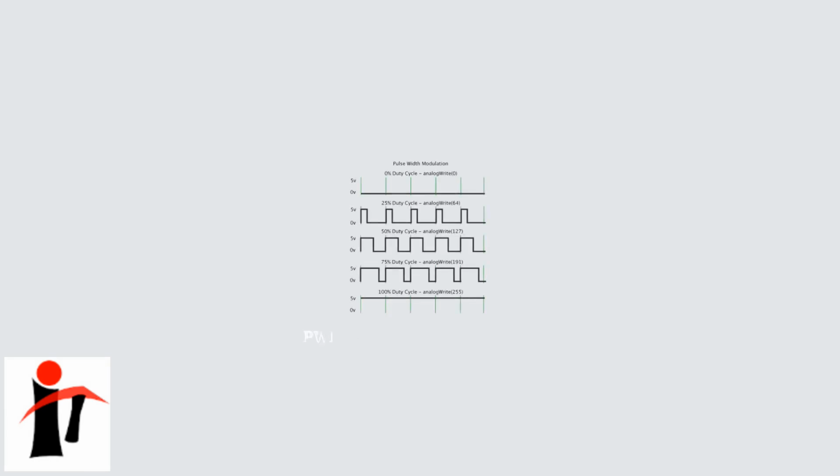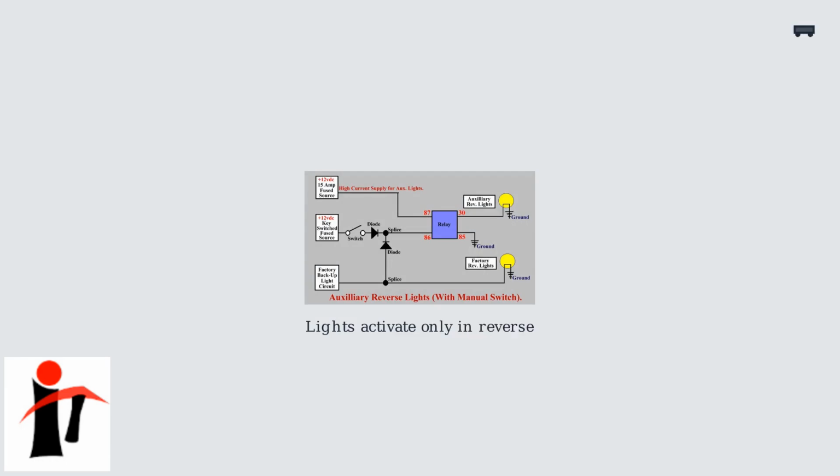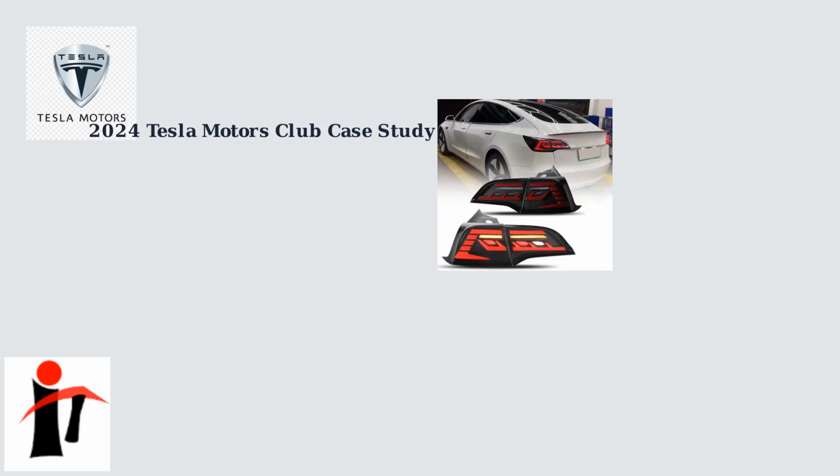The BCM uses pulse width modulation, or PWM, to precisely control the brightness of the LED reverse lights. For safety, always disconnect the vehicle's battery before working on electrical components to prevent electrical shorts. Built-in safety protocols ensure the reverse lights only activate when the vehicle is in reverse gear, preventing accidental illumination. Real-world examples demonstrate how Tesla Model 3 reverse light issues are often resolved through software solutions.